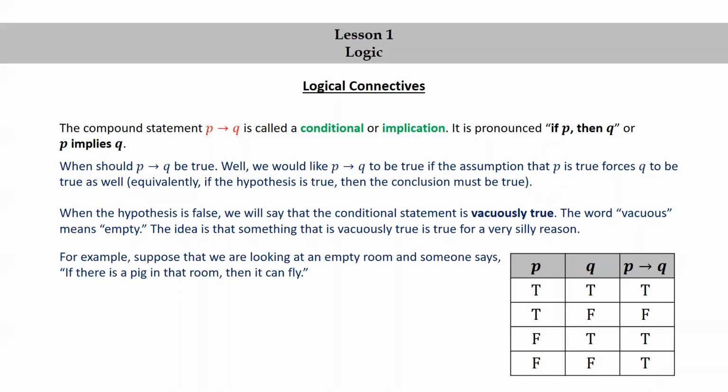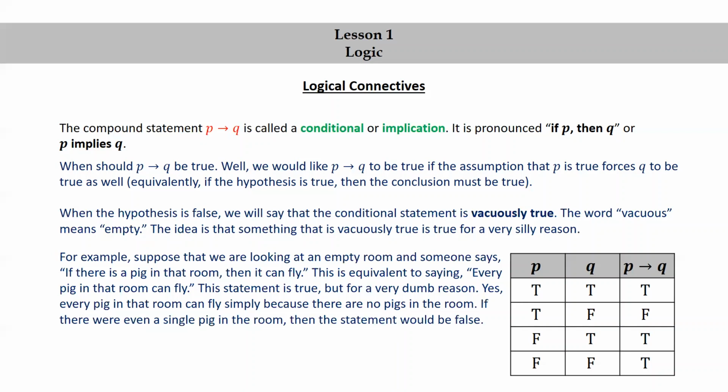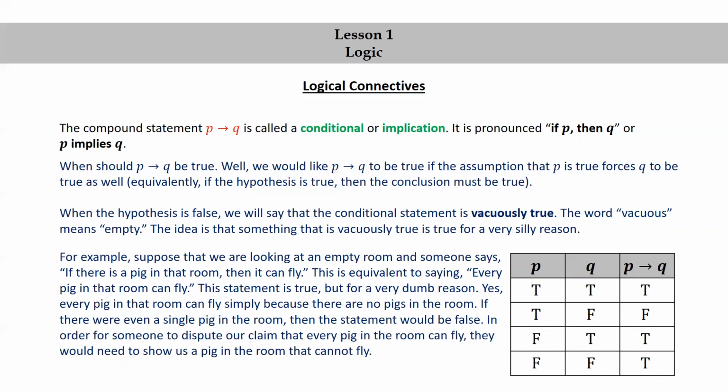For example, suppose that we are looking at an empty room and someone says, "If there is a pig in that room, then it can fly." This is equivalent to saying every pig in that room can fly. This statement is true, but for a very dumb reason. Yes, every pig in that room can fly, simply because there are no pigs in the room. If there were even a single pig in the room, then the statement would be false.